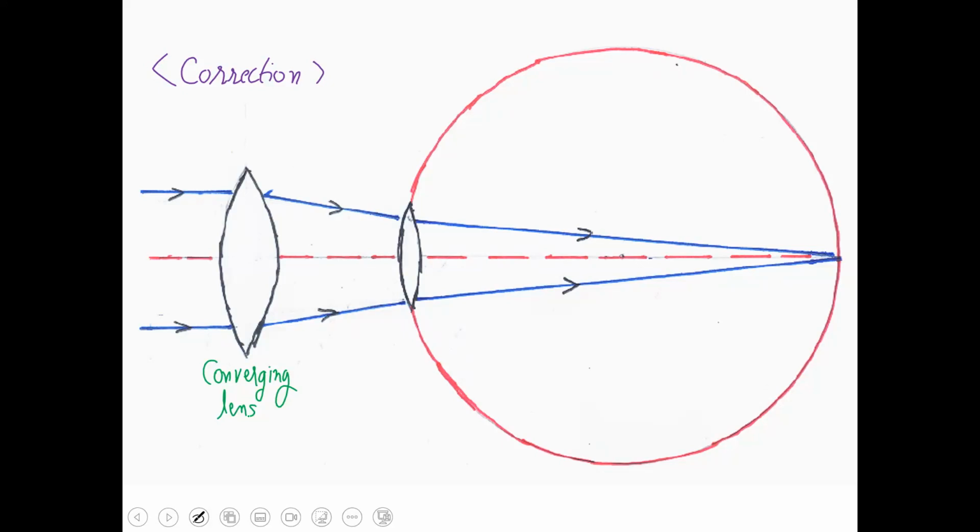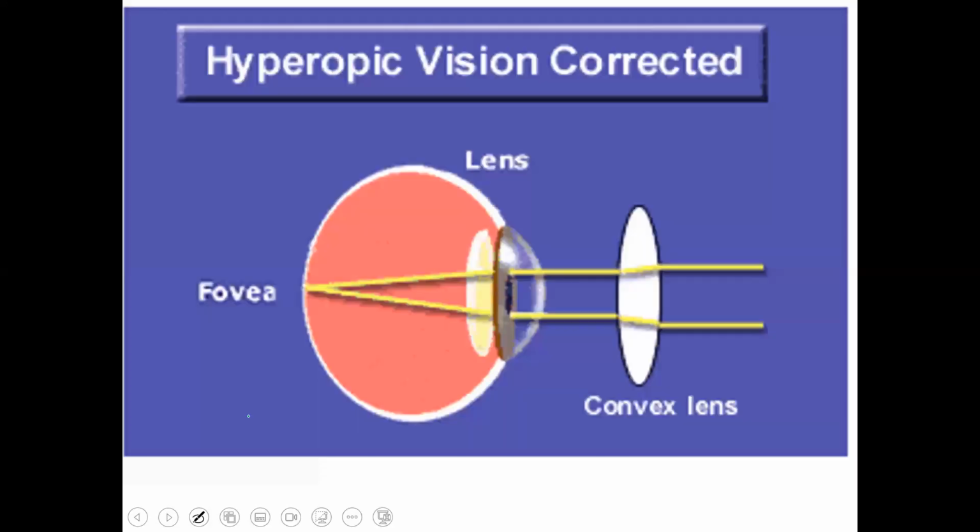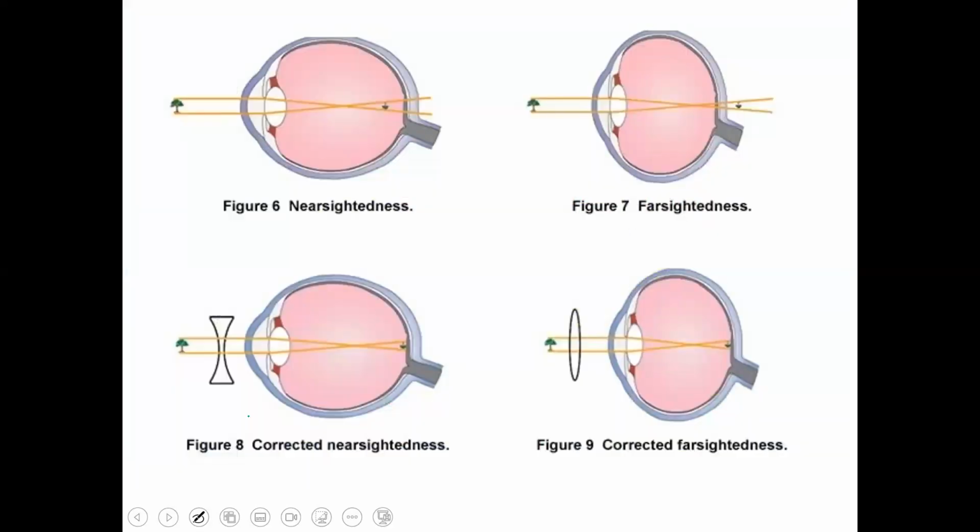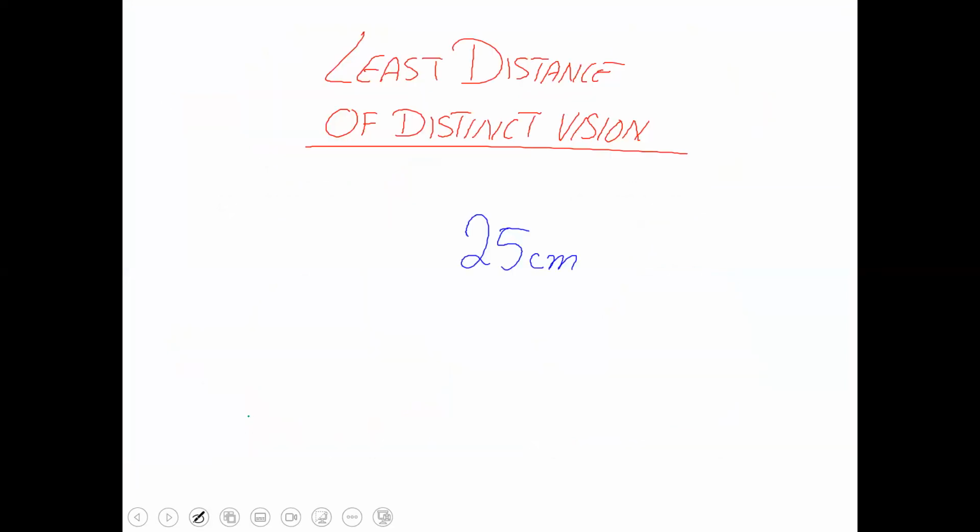Done. So this is how we correct the image, and these are the figures. And we say nearsighted, far-sighted, and how we fix the errors. This is the fixation of the error. Now, least distance of distinct vision, where we can see a dot or something written clearly. This is the minimum distance we need. So we need to copy this. Least distance of distinct vision.